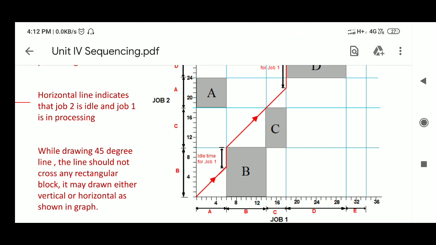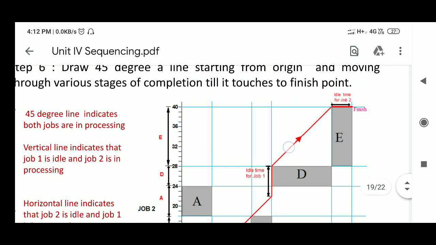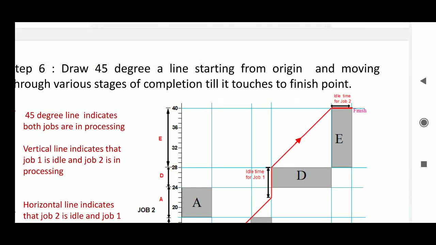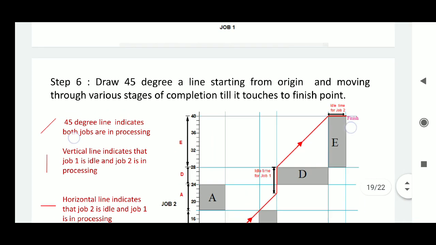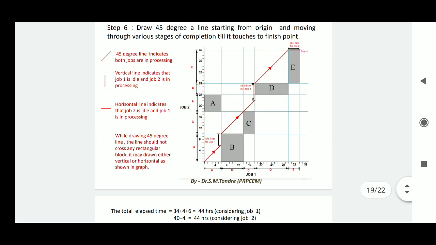Then job 1 is idle and job 2 is processing. Then again both jobs are processing. Then again job 1 is idle. Then again jobs 1 and 2 are processing. Again job 2 is idle and job 1 is processing. So in this way we can calculate the total processing time.